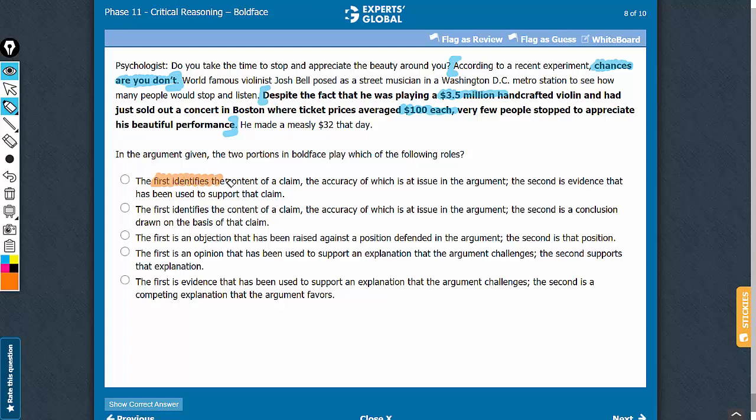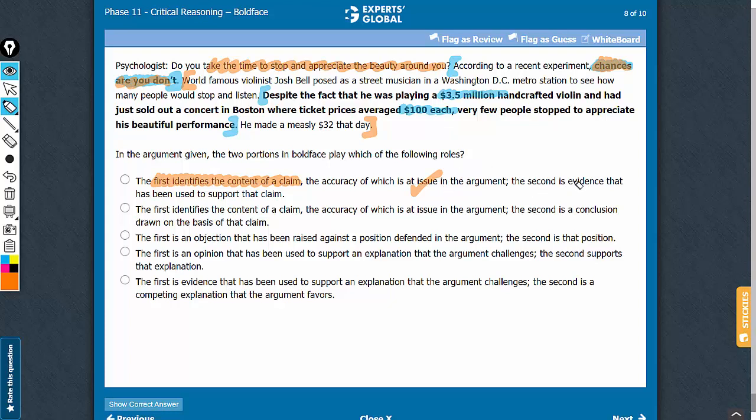Yes, the first boldface identifies the content of a claim, that the chances are no, we don't take the time to stop and appreciate the beauty around us. So this first part is all right. To suggest that yes, the accuracy of this claim is at issue in the argument, that's correct. See, in the rest of this argument, the author goes on to explain or evaluate the validity of this claim here. So the first part is all right.